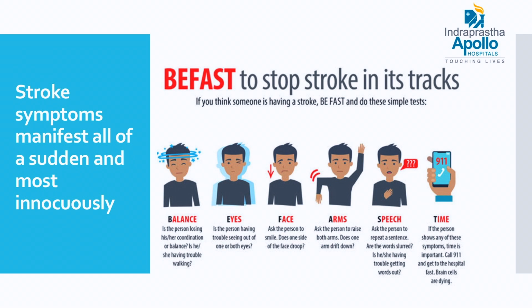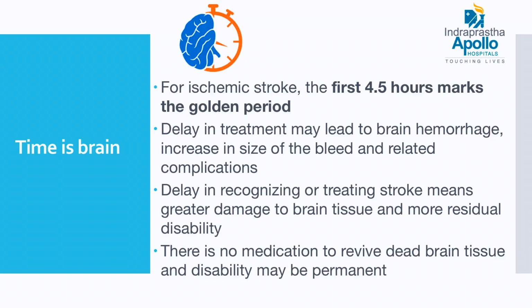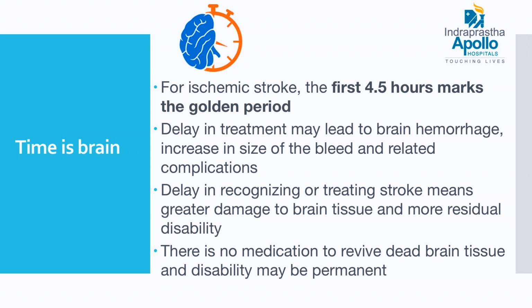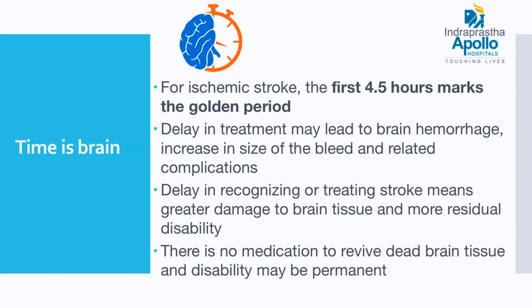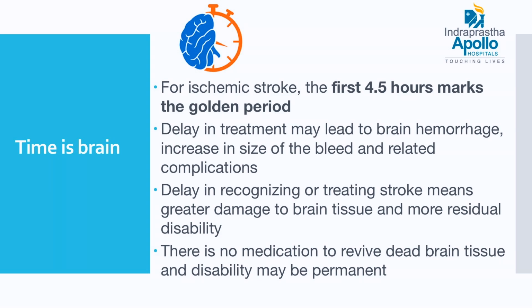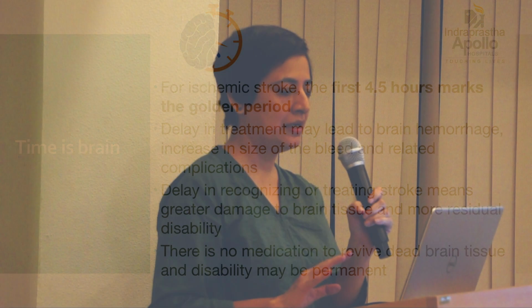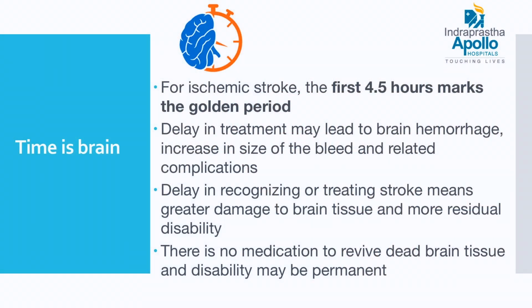And T stands for time, because time is very important where a stroke is concerned. The sooner you get treatment, the more the chances of saving brain tissue and reducing death and disability. So it's said that time is brain. For an ischemic stroke, the one that happens because of clots in the brain, the first 4.5 hours is considered the golden period. This is the period where if you take timely treatment, there is a particular injection that can be given to break the clot and reduce disability.